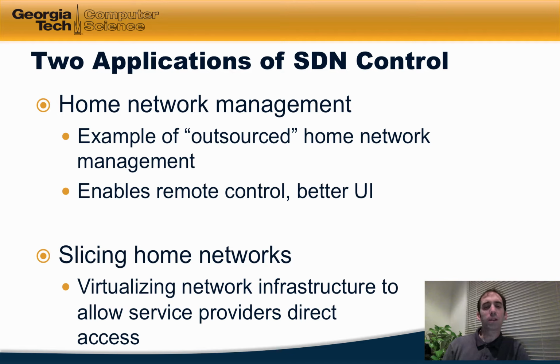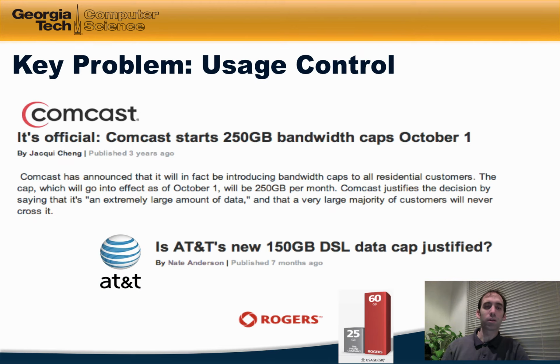A second application is what is called slicing of the home network. That is, virtualizing the network infrastructure to allow service providers direct access to the home network infrastructure for tasks such as video streaming, smart grid applications, and so forth. Let's now take a look at the first application in a little bit more detail.